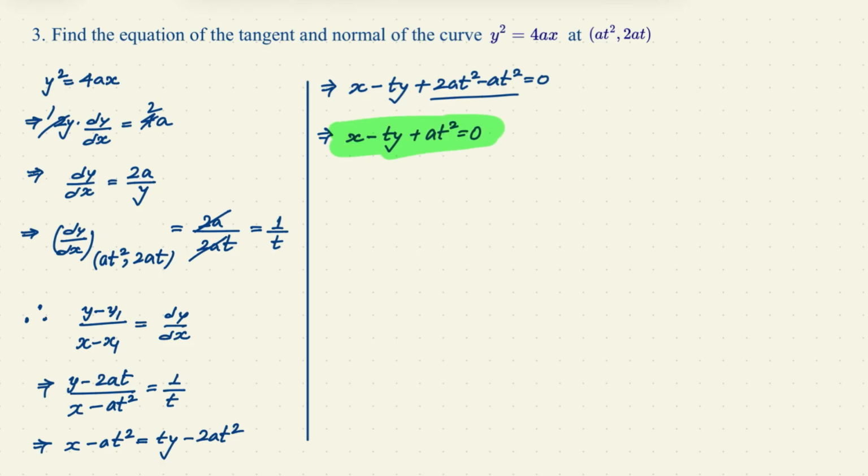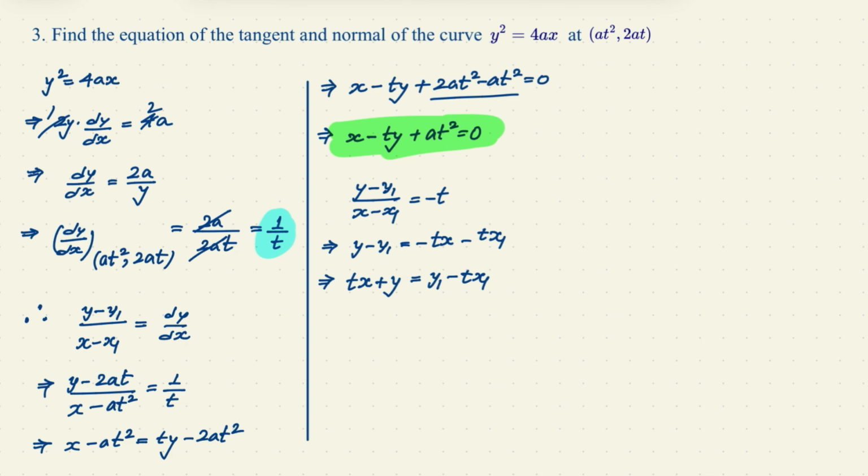So it will be x minus ty plus at squared equals 0, which is the required equation of the tangent. And similarly, the equation of the normal is given by (y minus y1) by (x minus x1) equals the slope of the normal. Now see here, the slope of the tangent is 1 by t. That means the slope of the normal will be the inverse of it, that will be t with the opposite sign, that is minus. I hope you understood this. So on cross multiplying, I'll get y minus y1 equals minus t times (x minus x1). So it will be tx plus y equals y1 plus tx1. So this is the required equation of the normal.